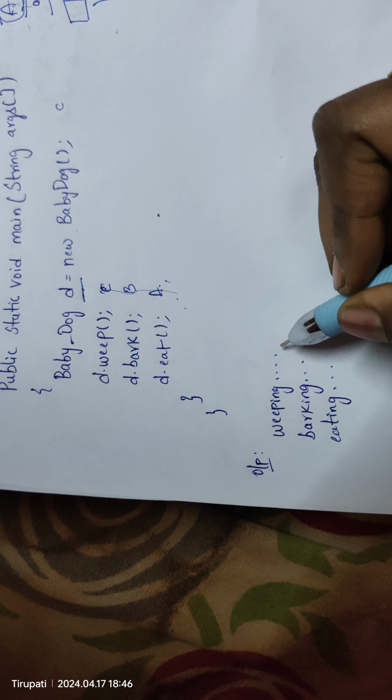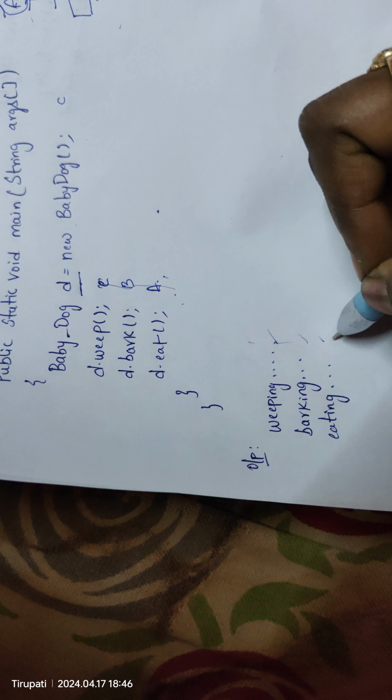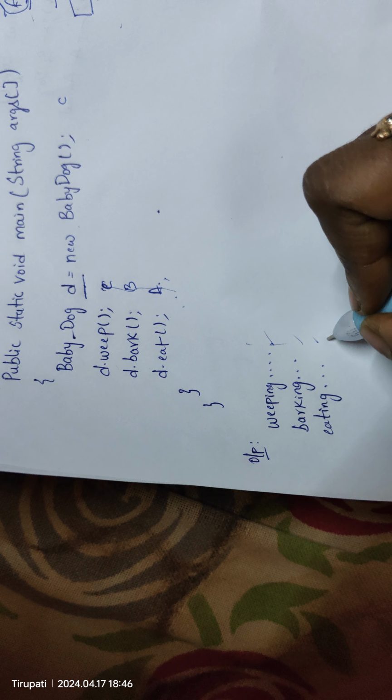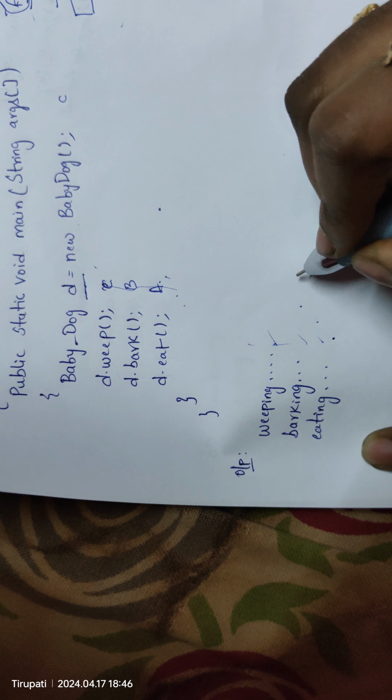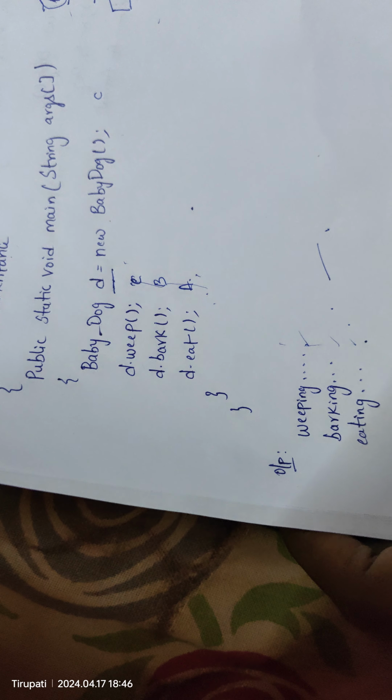The output comes as weeping, barking and eating. Three different System.out.println statements are printed successfully using only one single object. So that is the concept of inheritance in multi-level inheritance.